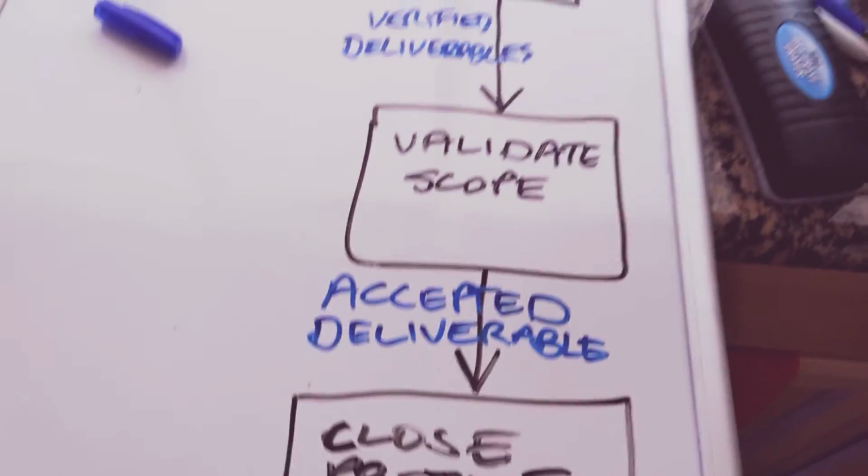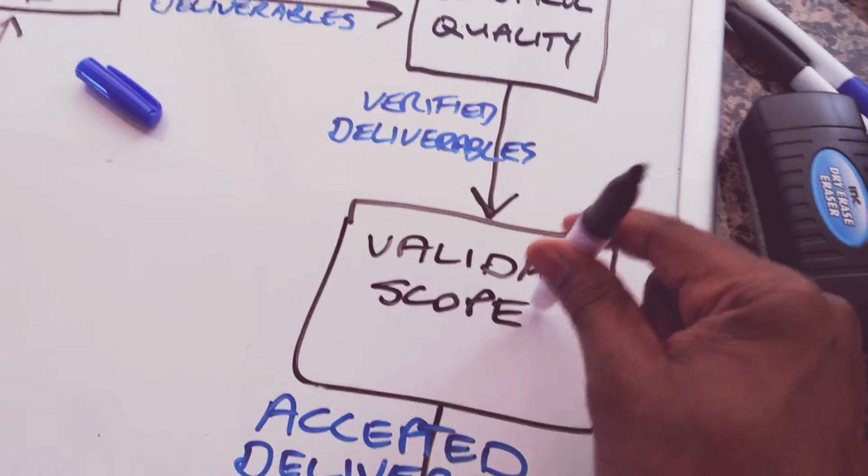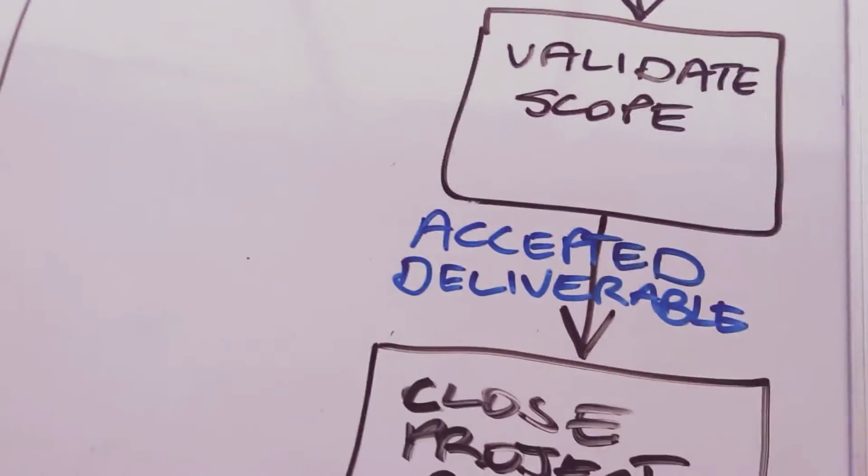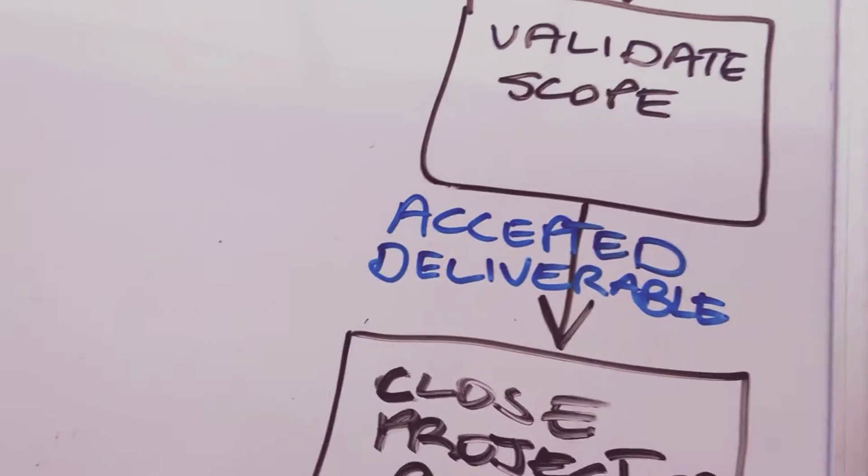One thing you need to remember is that validate scope could happen in increments throughout the project. It's not a one-time thing in many projects. It's done progressively and iteratively over time.